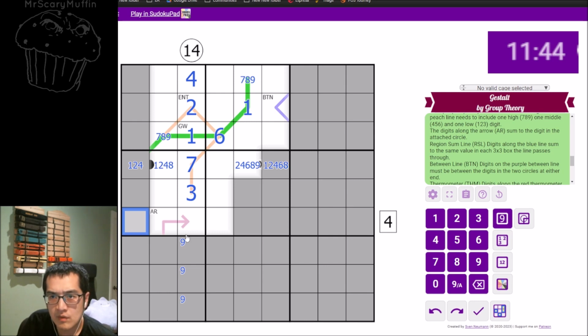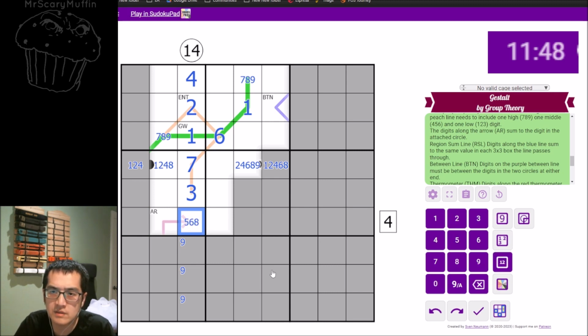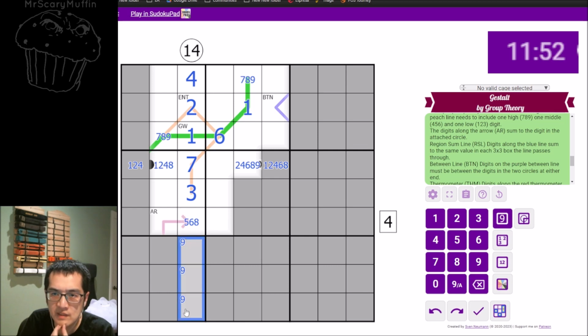I guess we should think about what could go here, right? 1, 2, 3, 4, 5, 6, 7, 8. And then because 9 is here, this can't be an 8 either. So this is an 8. So it's 5, 6. But they can't add up to 8 or 9.